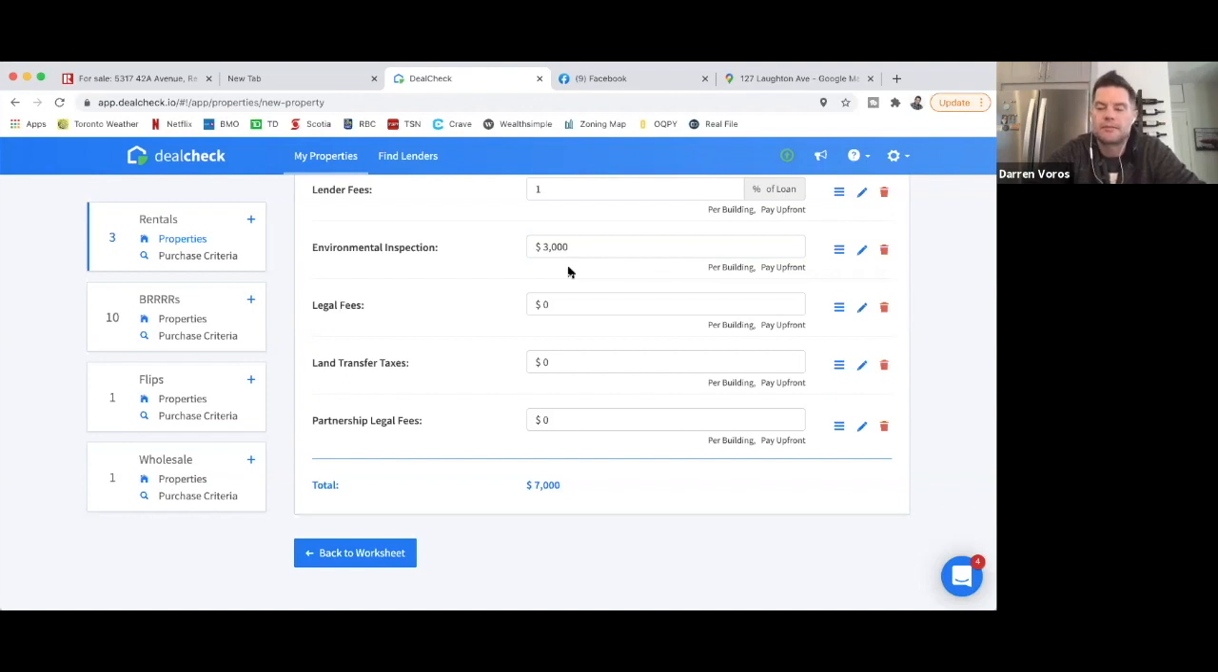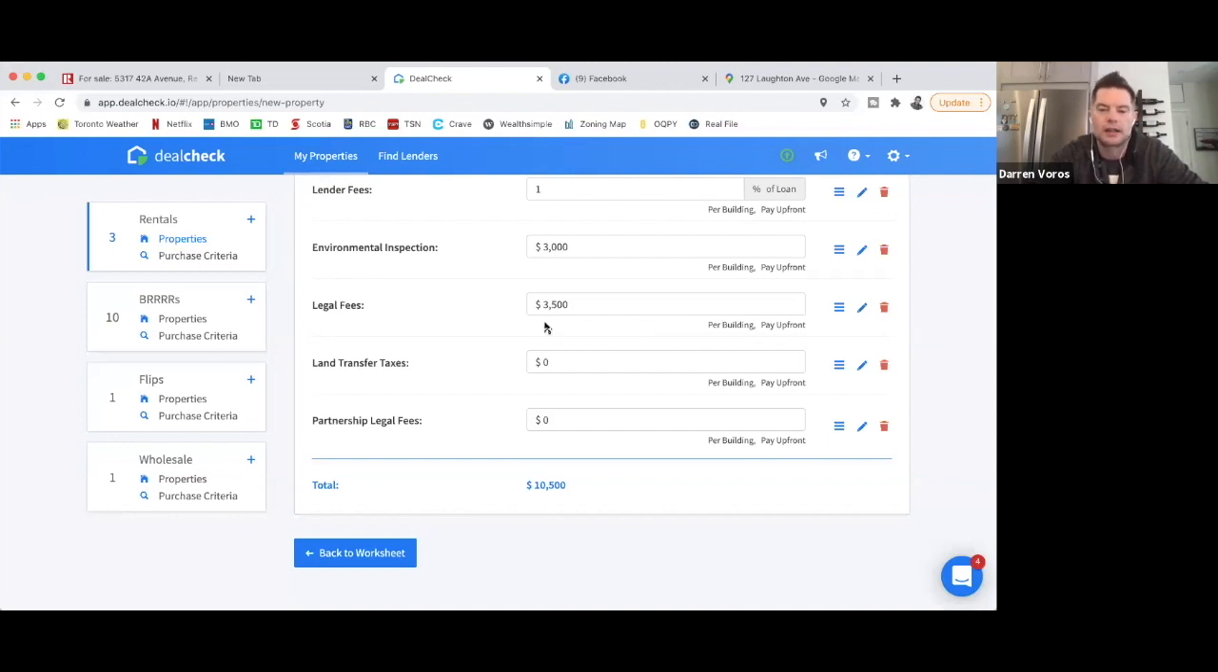Legal fees are again a little bit more expensive on the commercial side. A standard legal fee might be around $1,500 to close a residential transaction. We're probably going to be looking at at least $3,500 for a transaction of this nature. So we're going to put in $3,500. And these are things that you can find out from your lawyers. You can call them and ask, what's it going to cost me to get the legals done on something like this?